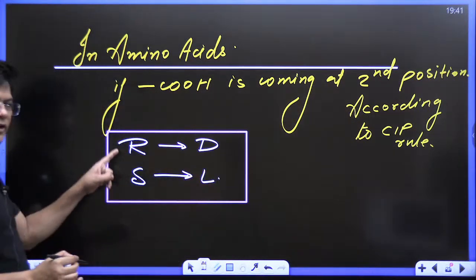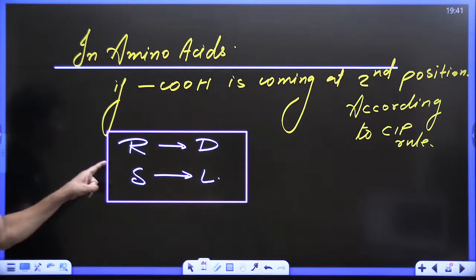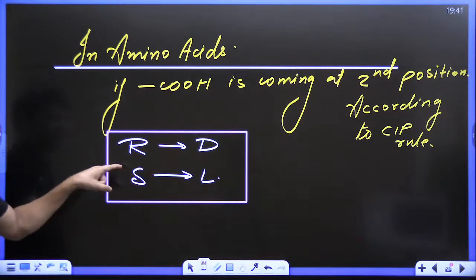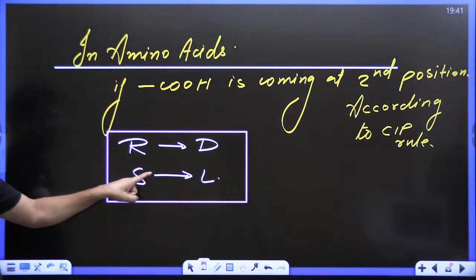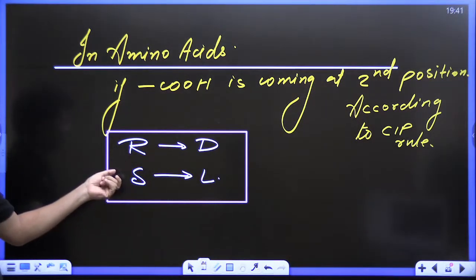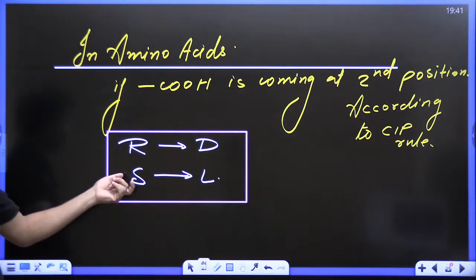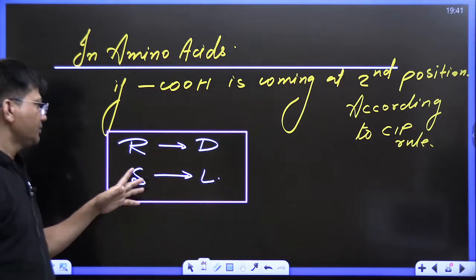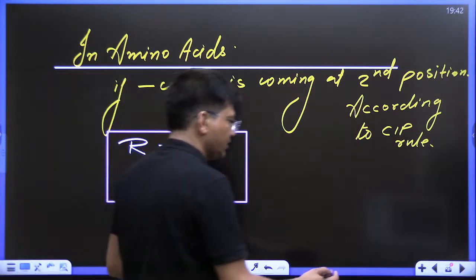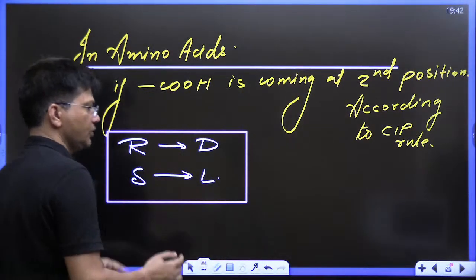Now RS configuration you know very well. This I have told you in detail. So what is the trick for this? R-D, S-L, red Salman or red, whatever trick you can apply. R and D, S and L. Okay, now see, R and D special, you can say.